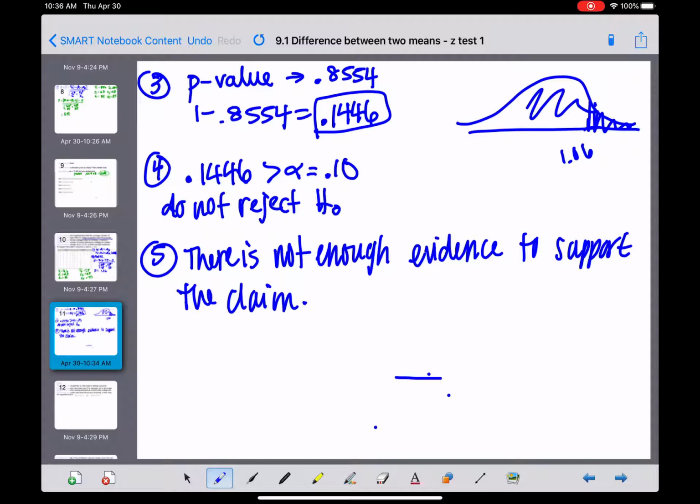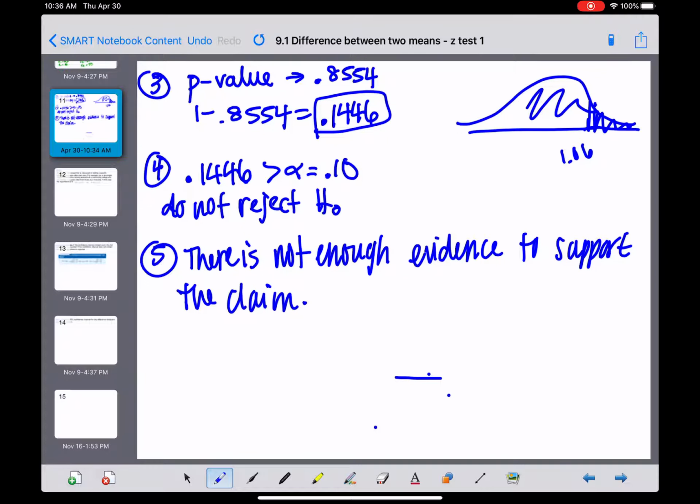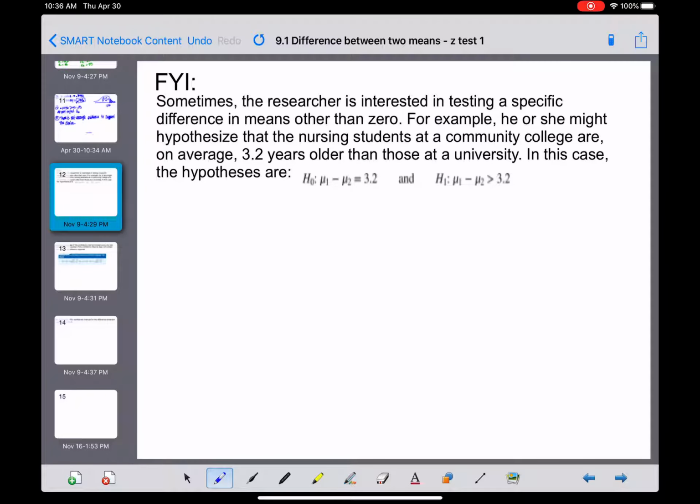Okay. Just so you know, we talked about this earlier. You can say that your hypothesis is that they're 3.2 years older, and then your alternative hypothesis is that it's greater than 3.2. We aren't going to see that on your homework, though.